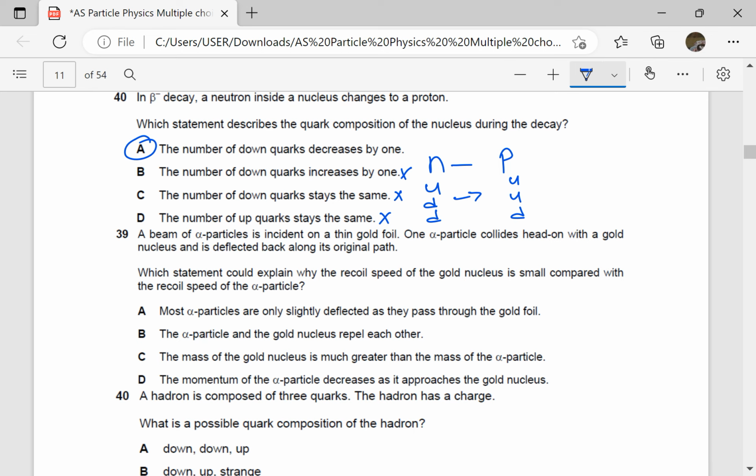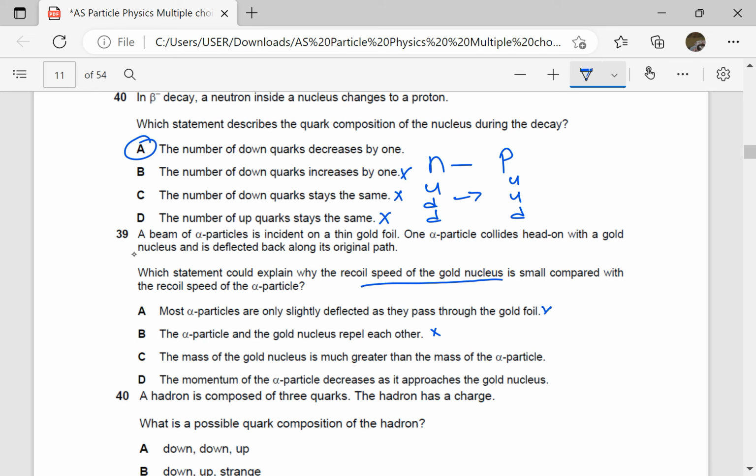We said most of the mass of an atom is concentrated in a small positively charged nucleus. So, number one, most alpha particles are slightly deflected as they pass through the gold foil. That one does not answer that question. The alpha particle and the gold nucleus repel each other. It is true, but that does not answer that question. They want which statement could explain why the recoil speed of the gold nucleus is small compared with the recoil speed of the alpha particles.